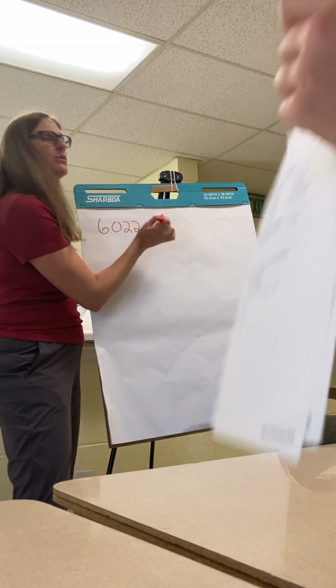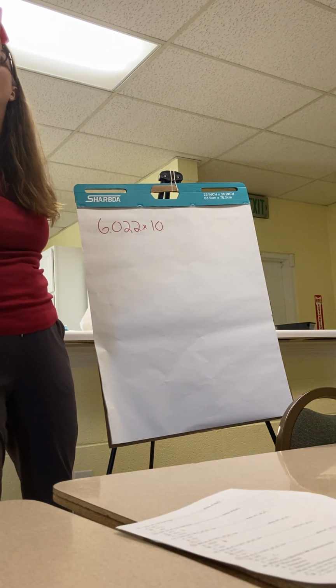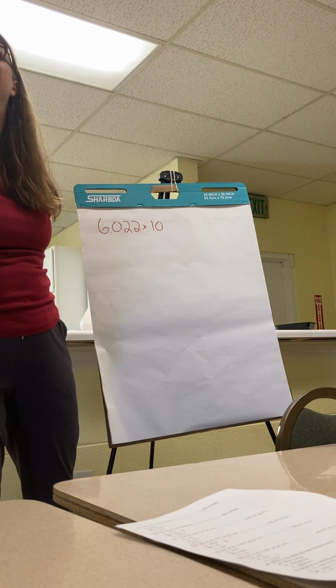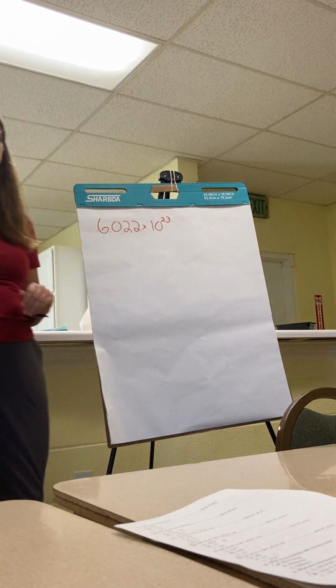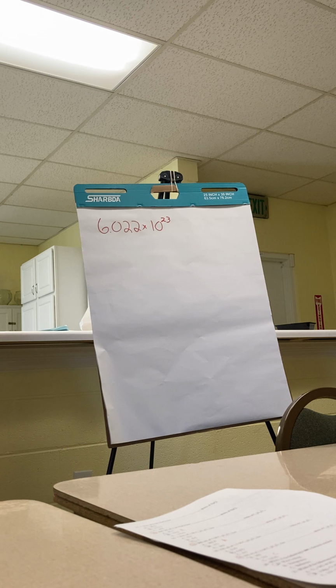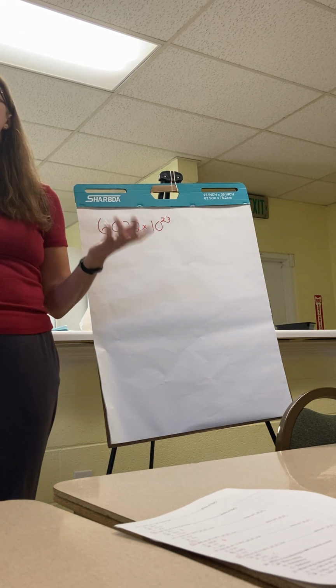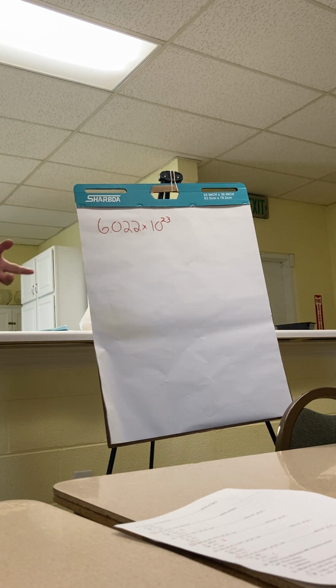Times 10 to the, what was that number, Levi? No, without looking. It was like 10 to the 23rd. 10 to the 23rd. So that many atoms makes a mole. It's just like a dozen, or however many people are on a sports team, it's just a fixed number.